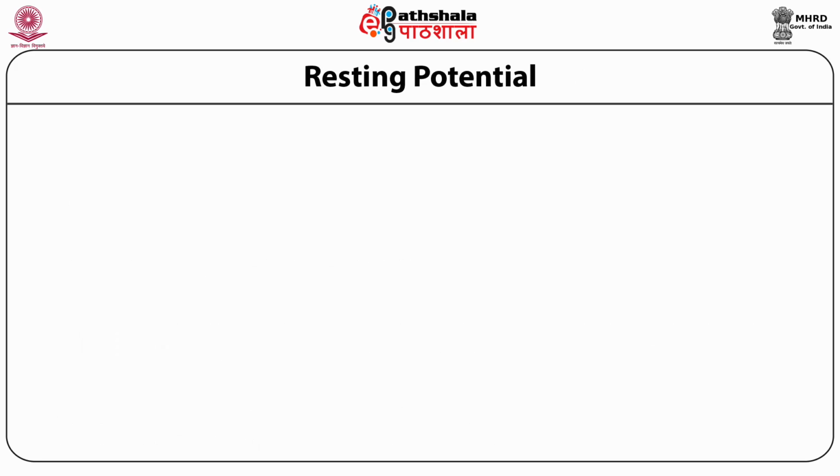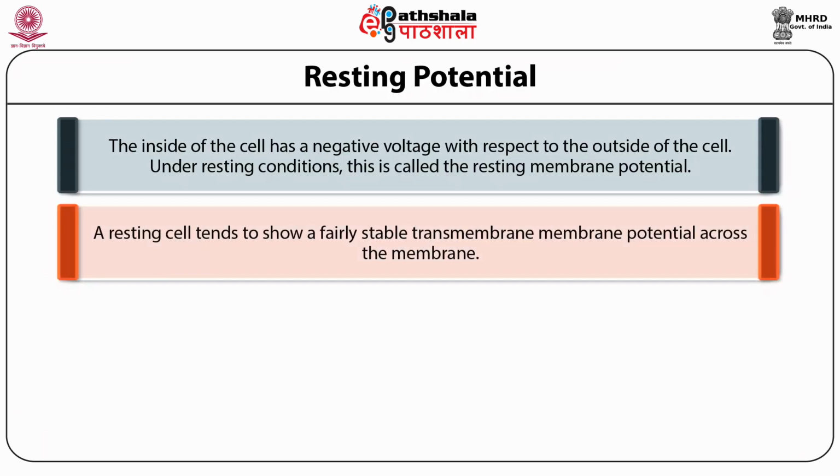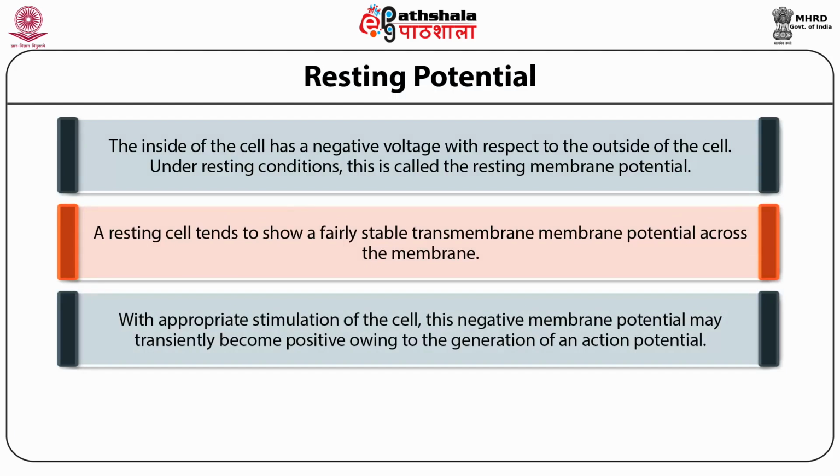Resting potential. As I told you, all the cells have resting membrane potential. This is the inside of the cell having negative voltage with respect to the outside of the cell under resting condition. This is called the resting membrane potential. A resting cell tends to show a fairly stable transmembrane potential across the membrane. With appropriate stimulation of the cell, this negative membrane potential may transiently become positive owing to the generation of an action potential in neuronal cells or neurons.